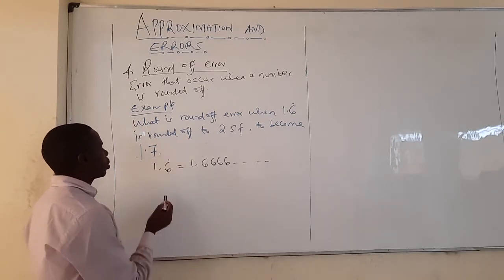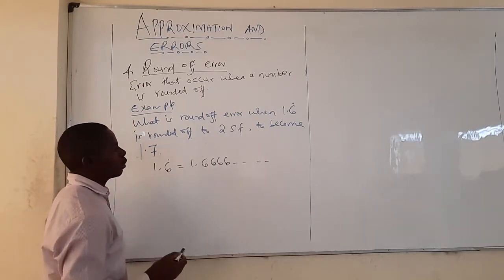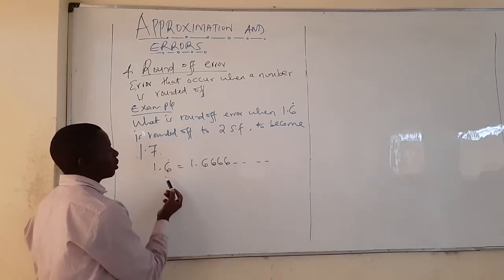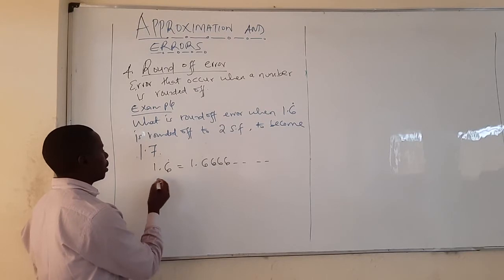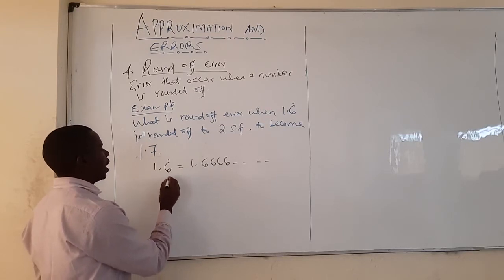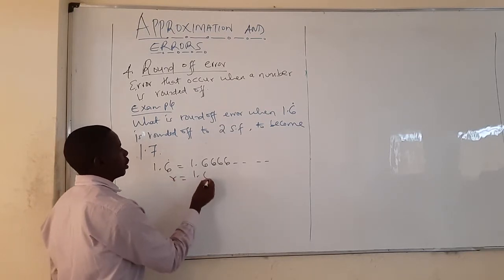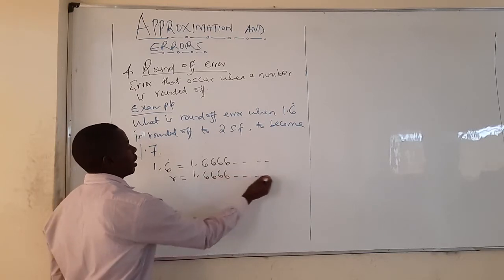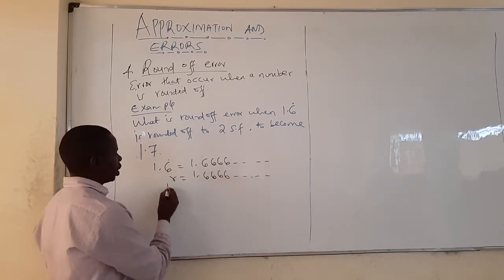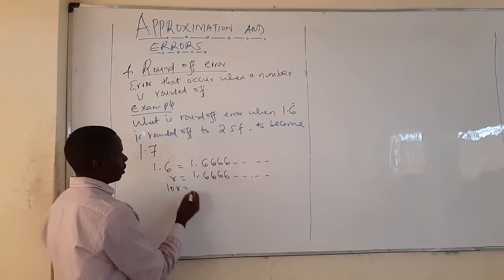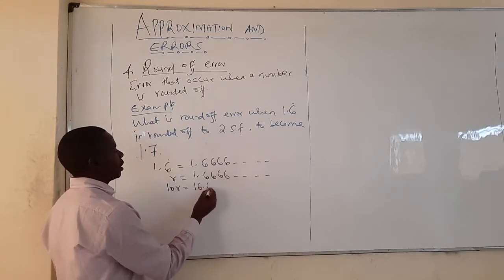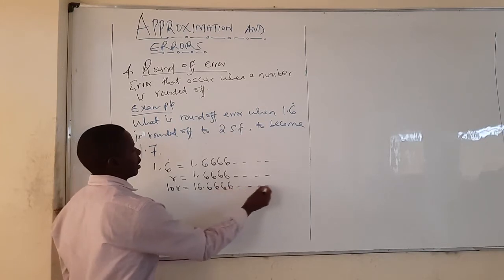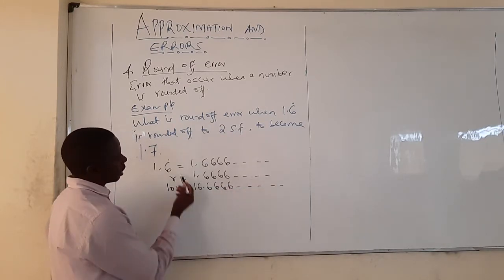So the first thing is to change this number to fraction form so that you can see the actual number that it is, and of course you can multiply by it. So we have our R here as 1.6666 recurring, then get 10R by multiplying by 10 on both sides, and get 16.6666 like that. So you subtract the two.